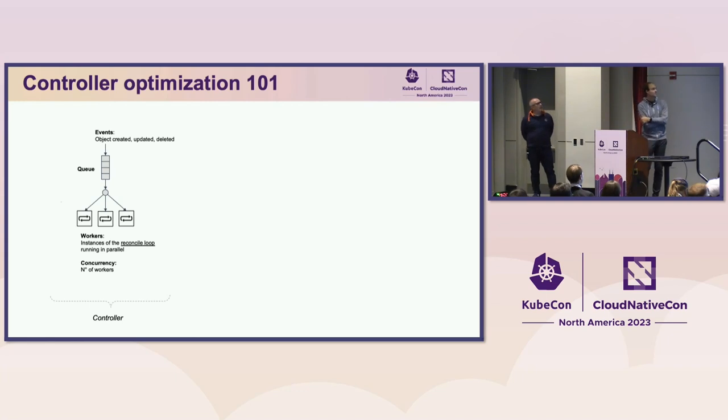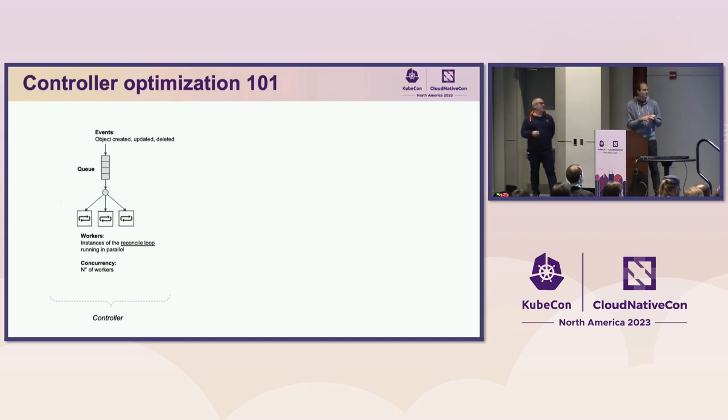Yeah. So basically, starting with really controller basics. Let's just first take a look at how a controller actually works. That's really a simplified view, just to be clear. So basically, what we have is events coming from the API server. So objects are getting created, updated, or deleted. They are essentially enqueued in the queue, and then we have some workers continuously taking objects from the queue and reconciling them.